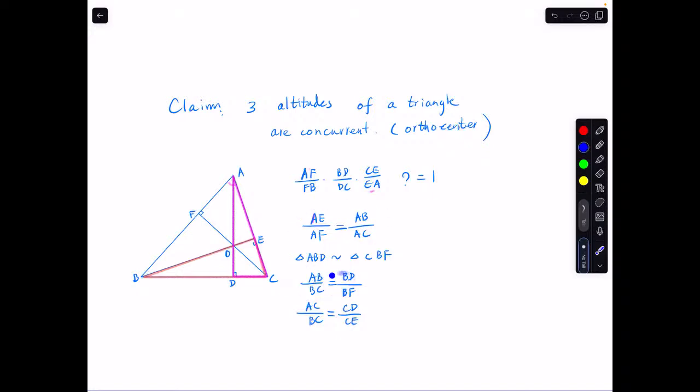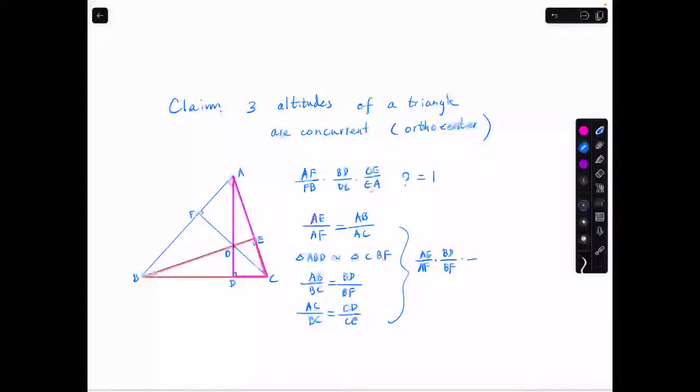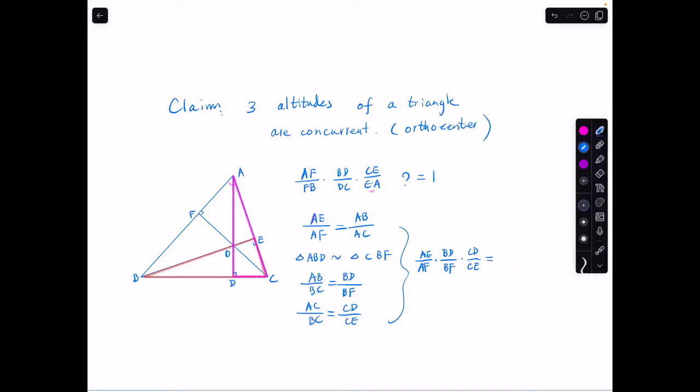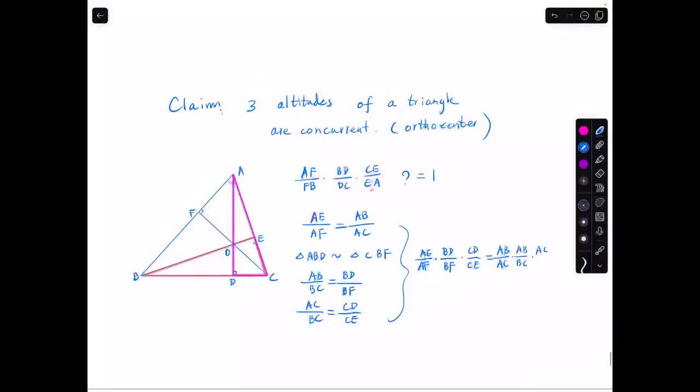So if you have three equations here, we're going to multiply them together, right? This is 1, 2, 3. So if you multiply these three together, we're going to have AE over AF times BD over BF times CD over CE is going to equal AB over AC times AB over BC times AC over BC.